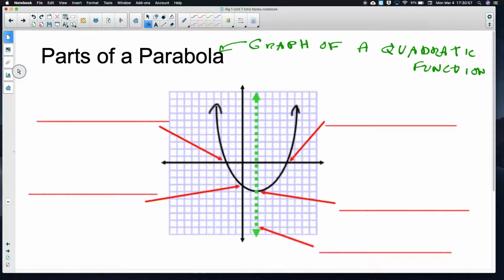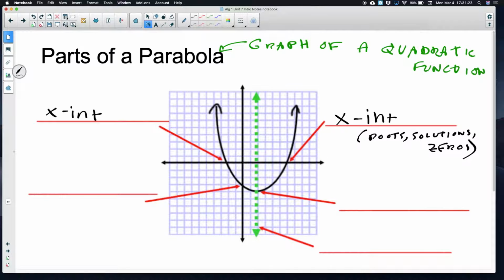So some things that are similar are these two arrows are pointing to our x-intercepts. We've talked about x-intercepts before. So that's an x-intercept, sorry about the handwriting. Remember that these are also called roots, solutions, and zeros. Those are all synonyms for x-intercepts. You also notice what else do they have in common? This down here is my y-intercept, and that's where it crosses the y-axis.